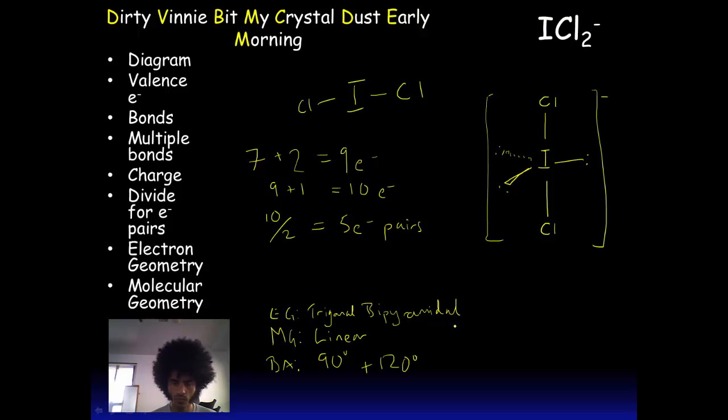Okay. Now my previous bond angles for trigonal bipyramidal don't apply here, because the whole reason we had 90 and 120 was because of these three in the middle. These are now just lone pairs, and if it's linear, it has to be 180 degrees. And that is my bond angle.